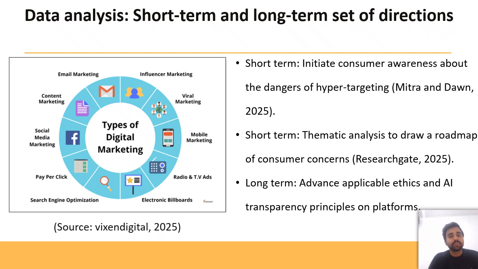So, looking ahead, the integration of ethical artificial intelligence tools and regulatory transparency in digital marketing, especially when supported by access to cheap electricity, which can lower operational cost, holds the promise of reshaping the industry. So these are the data analysis, short and long term, of the direction.